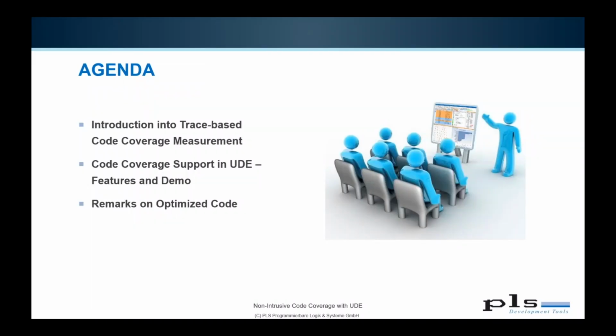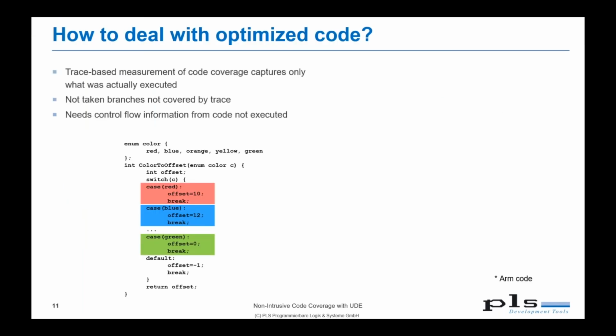Okay, then, before I end this webinar, as promised, there should be a few words to say about dealing with optimized code. So you may notice that trace-based code coverage basically only considers the paths through the control flow that are actually executed, and that can be seen in the trace.